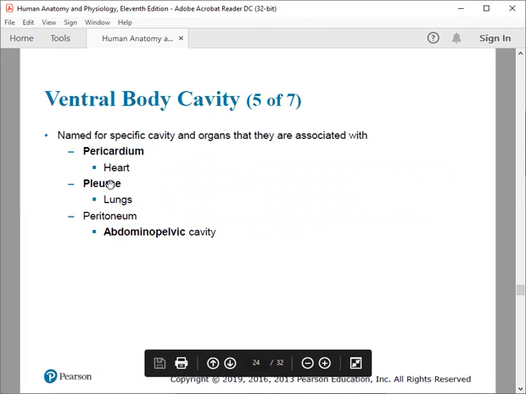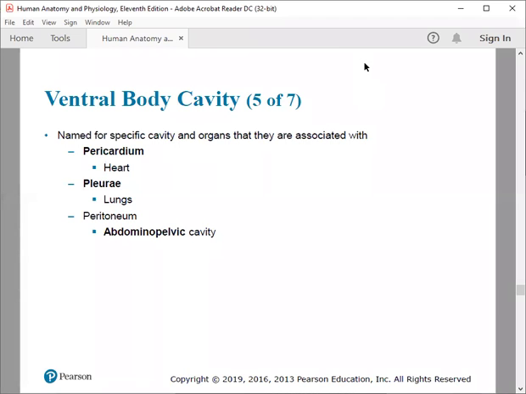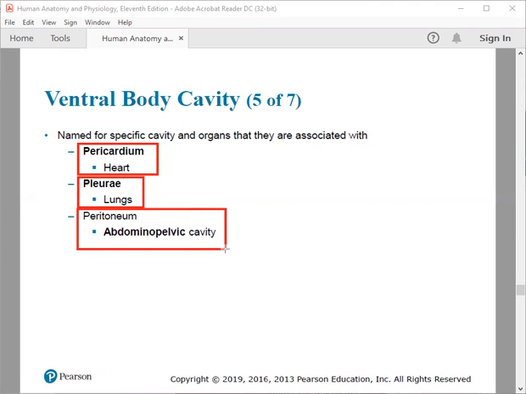So we're going to look at an example here with the pericardium, but these are names for specific cavities and the organs that they're associated with. So pericardium is surrounding your heart. Remember I said cardio means heart. Pleurae is your lungs, again, P-L-E-U-R. And then your peritoneum is going to be your abdominopelvic cavity.